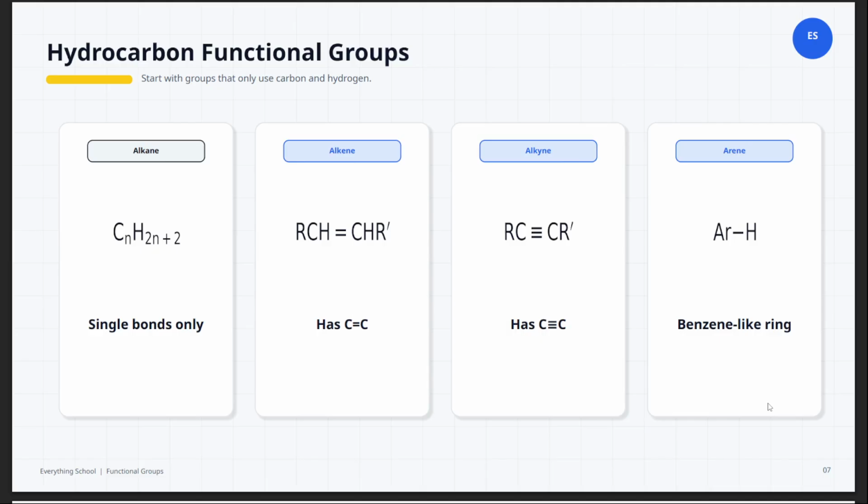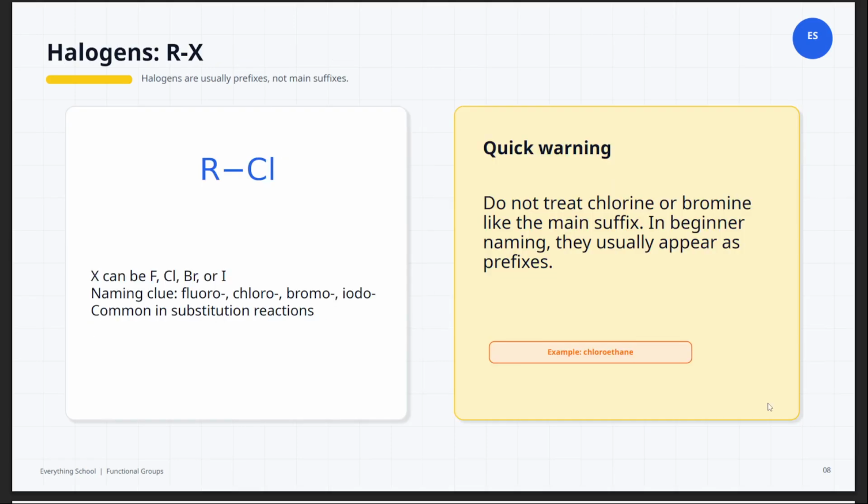A benzene-style ring means aromatic. Halogen functional groups are usually shown as an R group bonded to a halogen. The halogens you normally see are fluorine, chlorine, bromine, and iodine. In beginner naming, these usually act as prefixes.